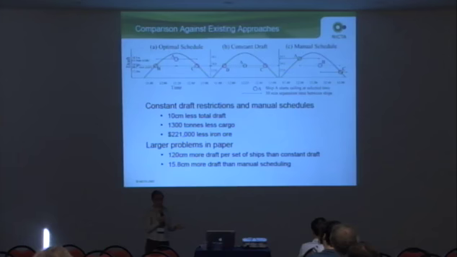And we looked at some larger problems in the paper, and on average we found that the optimal schedule had 120 centimetres more draft per set of ships than the constant draft schedule, and 15.8 centimetres more draft than the schedule produced by this manual scheduling heuristic. So we're currently in the process also of comparing against real schedules produced by the Port Hedland schedulers, but it does look like the optimal schedule can allow more cargo to be carried on the same set of ships, thus reducing shipping costs.